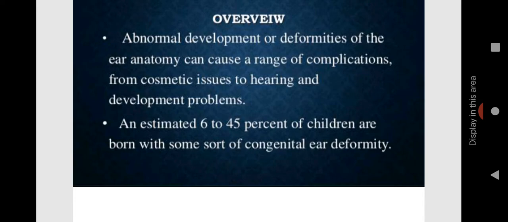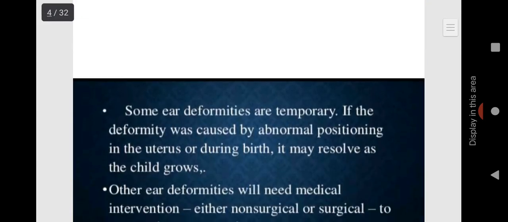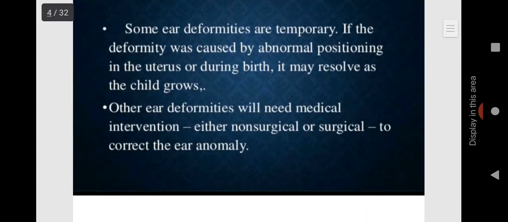An estimated 6 to 45% of children are born with some sort of congenital ear deformity. So out of 100, we can say 6 to 45% of the children are born with a congenital deformity. Some ear deformities are temporary. If the deformity was caused by abnormal positioning in the uterus or during birth, it may resolve as the child grows. So some of the deformities are temporary.